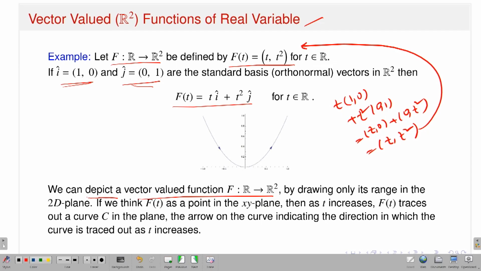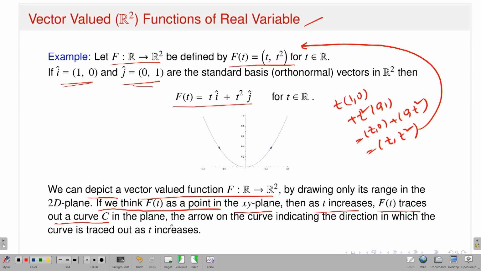only its range. So what does range mean? If I take t to be some real number, what will f(t) be? f(t) is a point in R2. So as t varies over R, it will have a picture. And what is it? That's what I have written. If you think of f(t) as a point in the xy plane, then as t increases, f(t) traces out a curve C in the plane. And if you draw it, it will give you some picture.